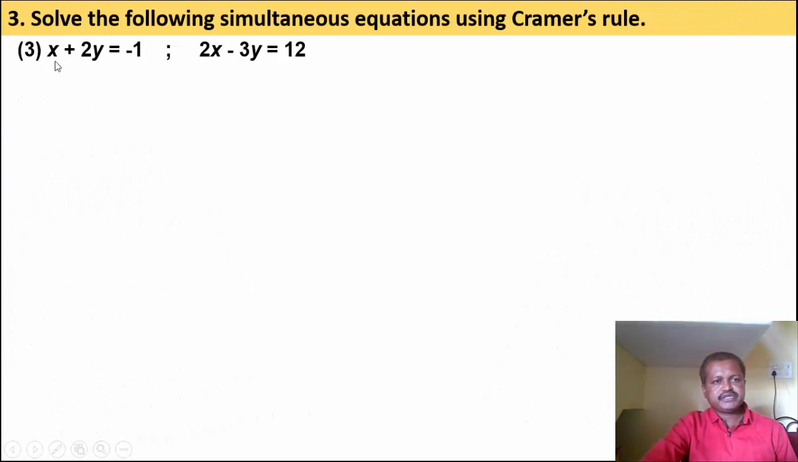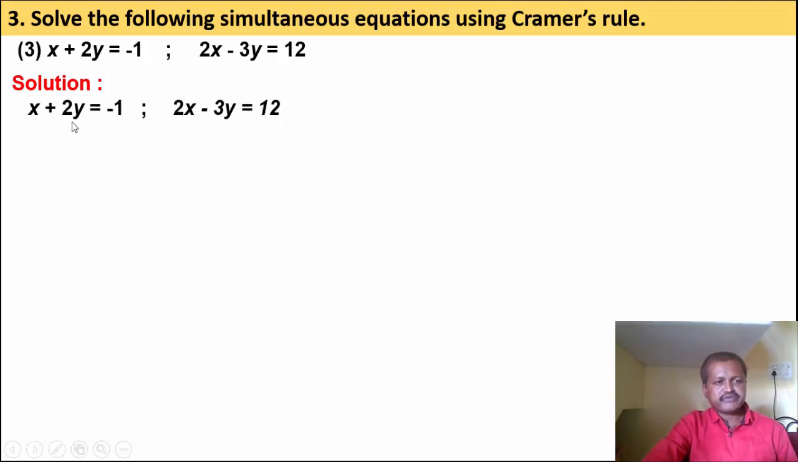Third example is here: x plus 2y is equal to minus 1 and 2x minus 3y is equal to 12. So write your solution for this, and first you calculate the values of a1, b1, c1 and a2, b2, c2 by comparing with ax plus by is equal to c. So write these two equations: x plus 2y is equal to minus 1 and 2x minus 3y is equal to 12.